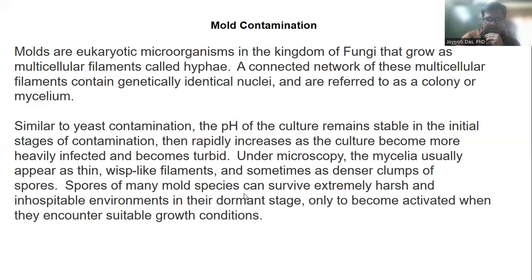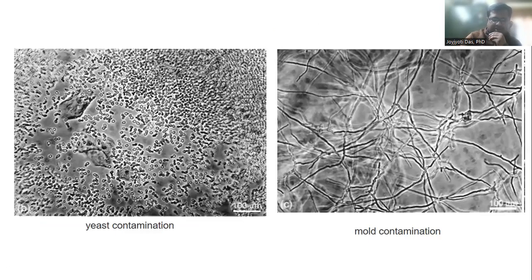Right. Similar to yeast contamination, the pH of the culture remains stable in the initial stages of contamination, then rapidly increases as the culture becomes more heavily infected and turbid. So what is the best way to identify mold contamination? You see the wisp-like filaments or threads, also called hyphae, and hyphae together form a bundle called mycelia, which is the body of the mold. That is the characteristic feature to identify mold contamination.